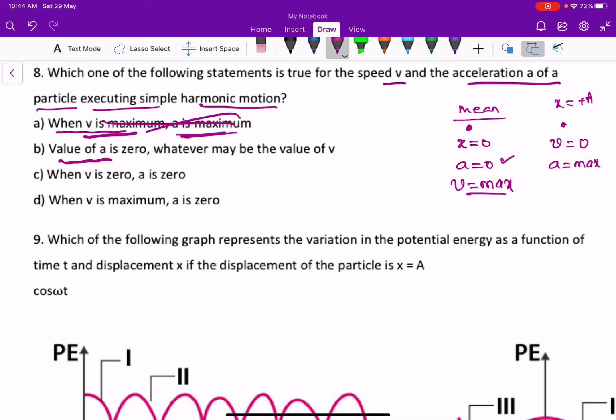Next, the value of a is 0 whatever may be the value of v? No, it is also not correct. When v is 0, a is 0? It is also not correct. When v is maximum, acceleration is 0. So this statement is correct.